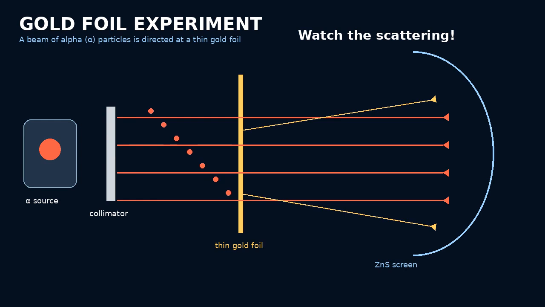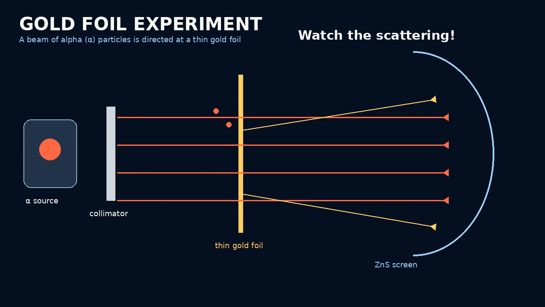First observation, most of the alpha particles pass straight through the gold foil without any deflection. This showed that most of the space inside an atom is empty. Second observation, a small number of alpha particles were deflected through small angles. This showed that the positive charge of the atom is concentrated in a very small region.